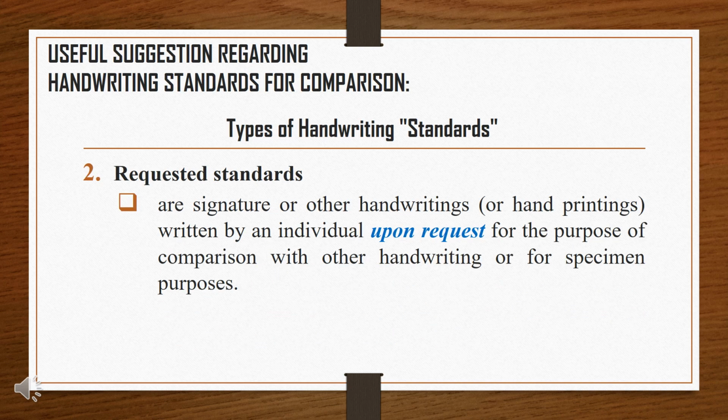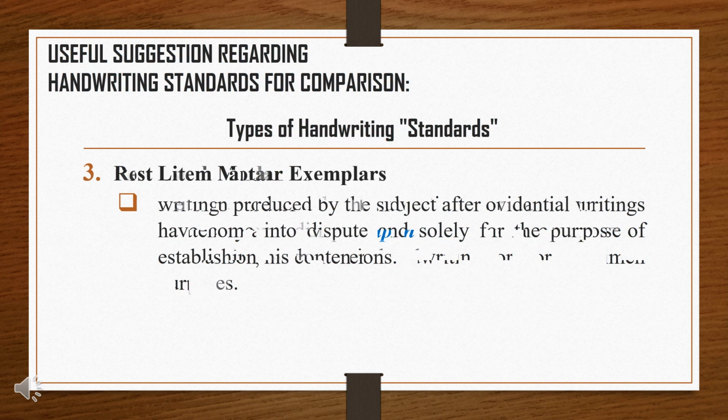Requested standards are signatures or other handwritings, or handprintings, written by an individual upon request for the purpose of comparison with other handwriting or for specimen purposes. Post litem motam exemplars: writings produced by the subject after evidential writings have come into dispute and solely for the purpose of establishing his contentions.